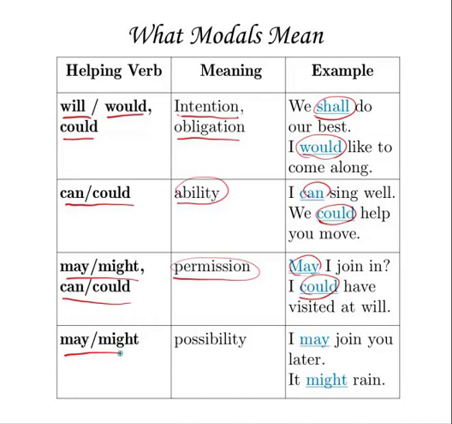You can also see may or might used for possibility. I may join you later. It could mean I have permission to join you later. It also means it's possible. I could show up. It might rain. It's possible that rain will fall out of the sky.